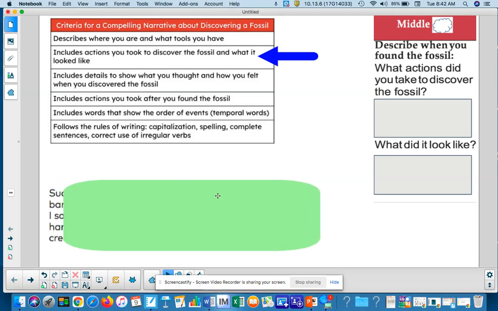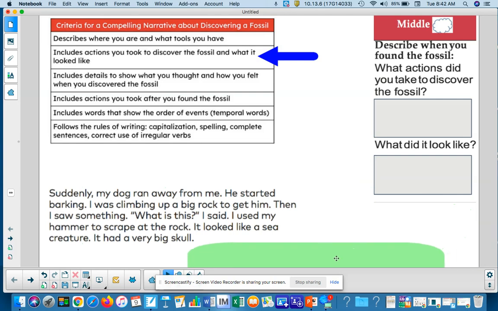Let's take a look at this excerpt from my model, The Mary Anning Story. Listen carefully as I read it to you. Watch how I figure out what she had to do to discover the fossil and what it looked like.